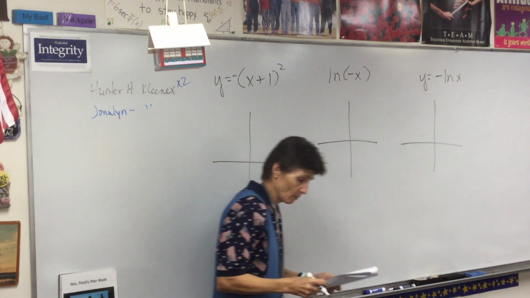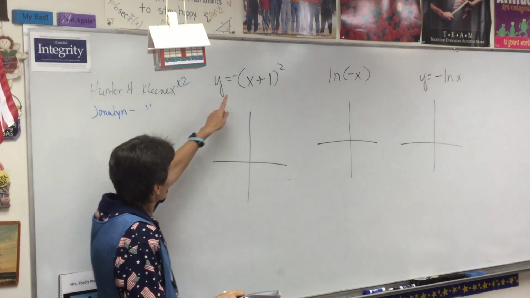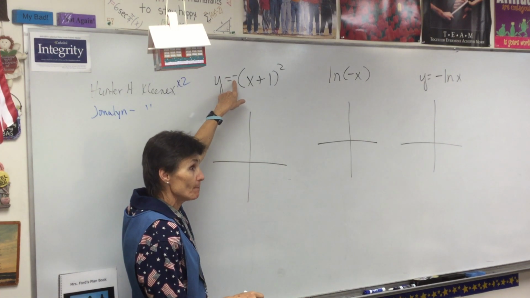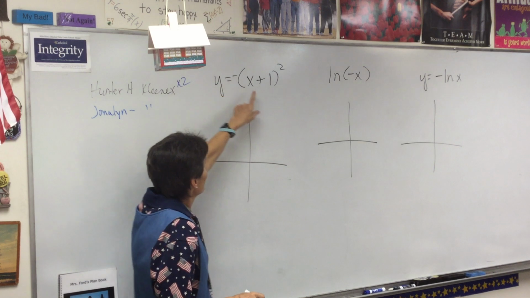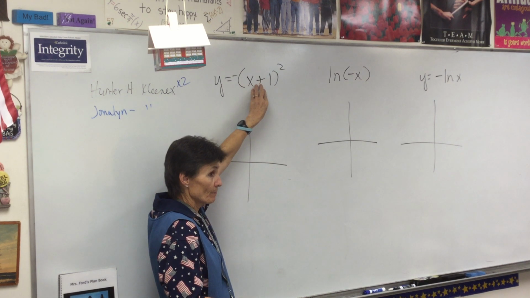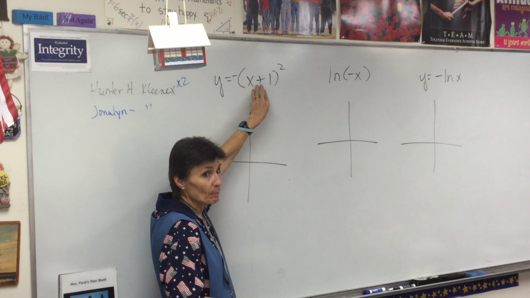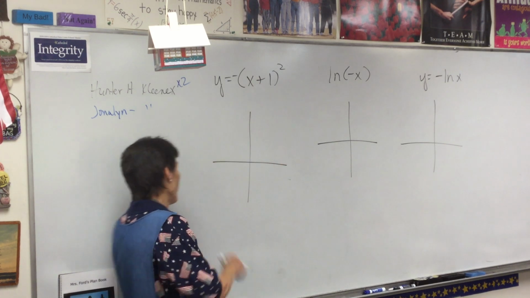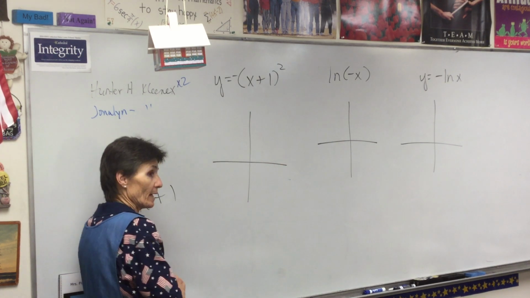Okay, so here we go. The negative is out in front, but there's a plus 1 inside. So what does this do? Not up one, this goes left one. It's inside the problem. Up 1 would be x squared plus 1, like that.